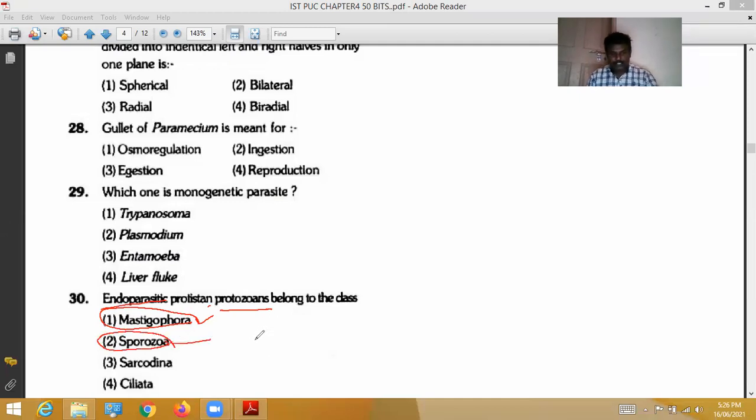Sporozoa enter the human body through a mosquito bite. When it enters the human body, it goes directly into the liver, settles there, feeds on the liver cells and causes infections in human beings. So the endoparasitic protozoan belongs to the class Sporozoa. For this question, the correct option is the second option. Let's see the third and fourth: Sarcodina and Ciliata classes are not endoparasitic protozoans. Among the four options, the correct option is the second.